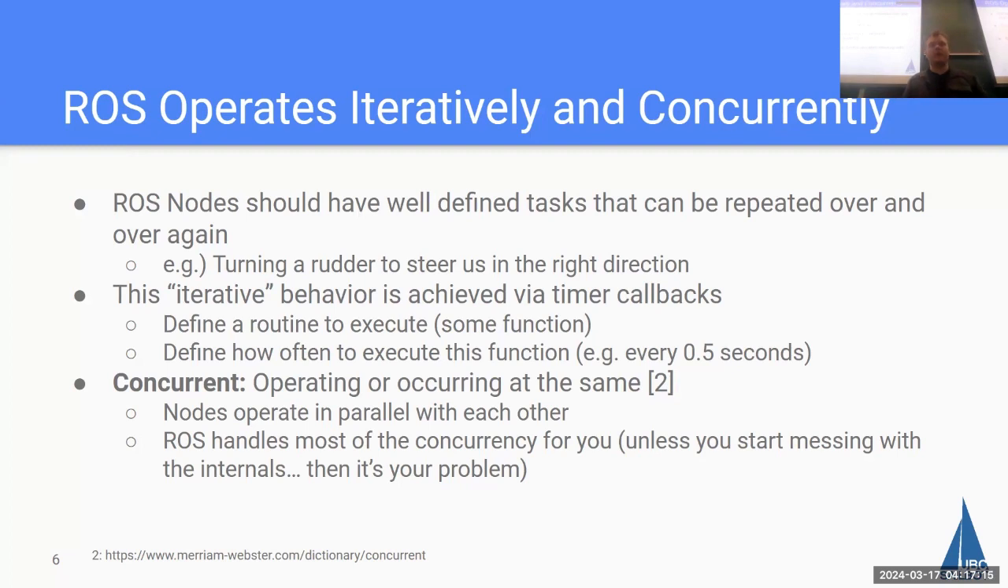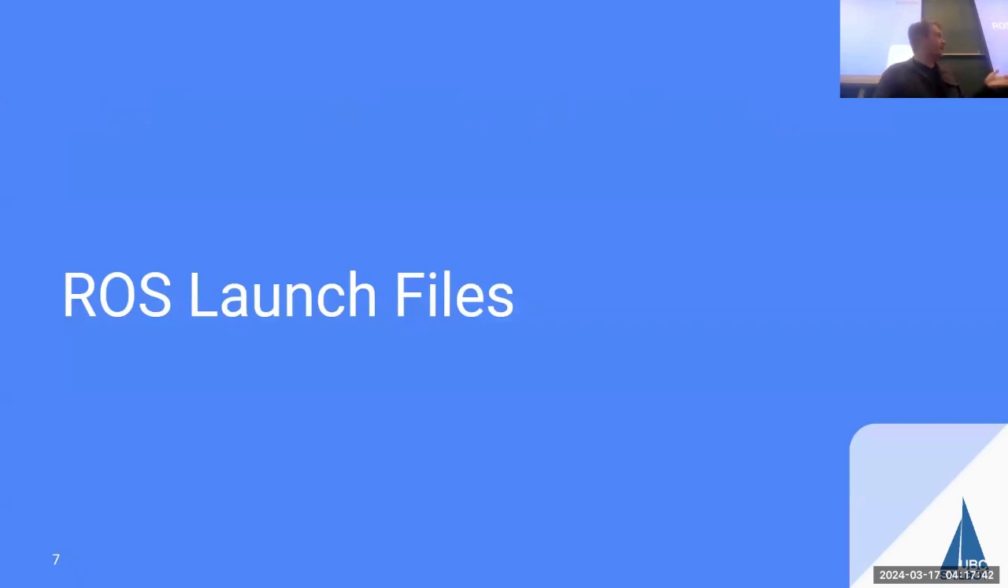But where the concurrent part comes in, and I include a definition here, concurrent means operating or occurring at the same time. So all these ROS nodes are operating independently in parallel, and they're all executing their own routines in parallel, but then they also communicate with each other again via ROS topics and by sending messages to each other. So that's a quick overview of ROS, the ROS fundamentals that we need in order for us to move on to ROS launch files.